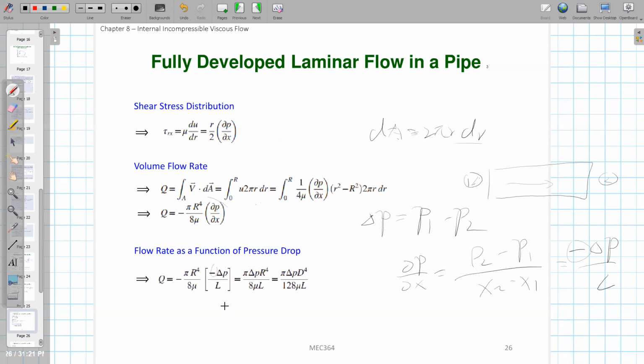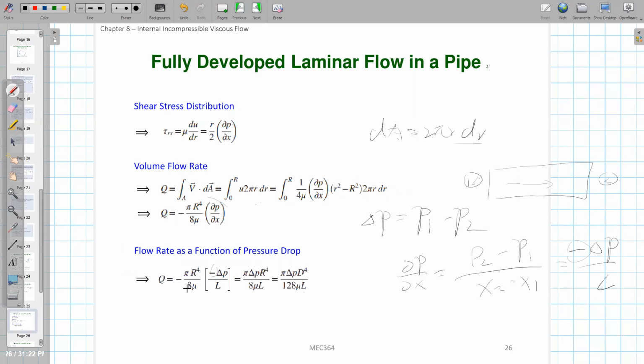So by doing this, we can get the volume flow rate using delta P and L instead of partial P, partial x. So what does this equation tell us? It tells us that if the flow is fully developed, we can use the volume flow rate and the pressure drop to calculate the viscosity mu.